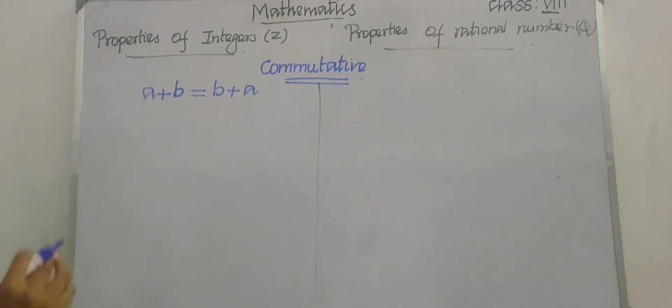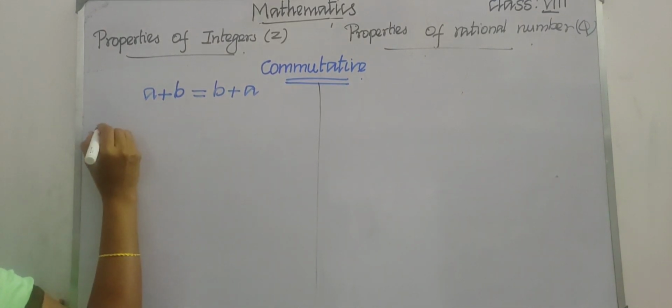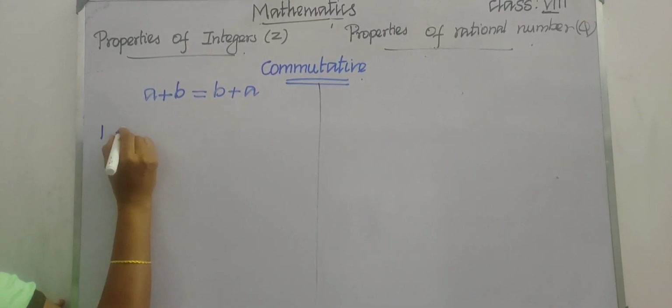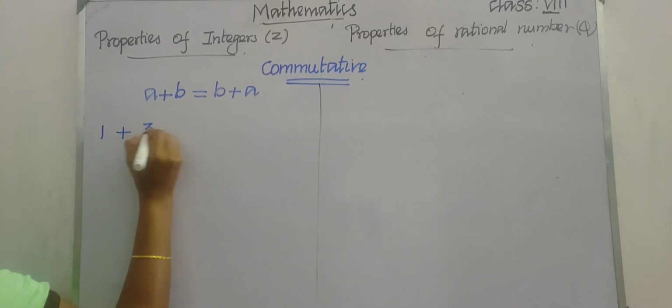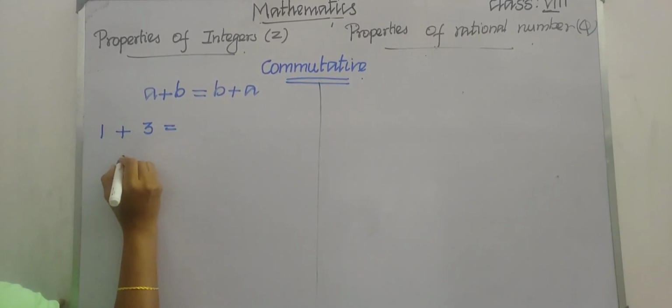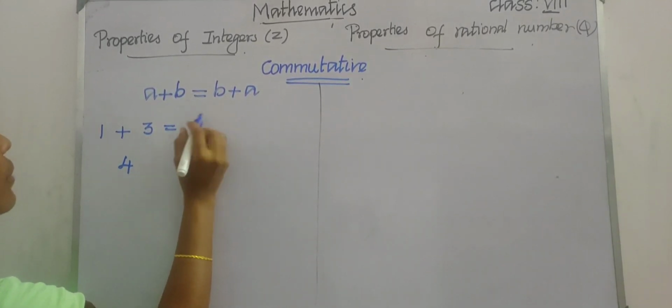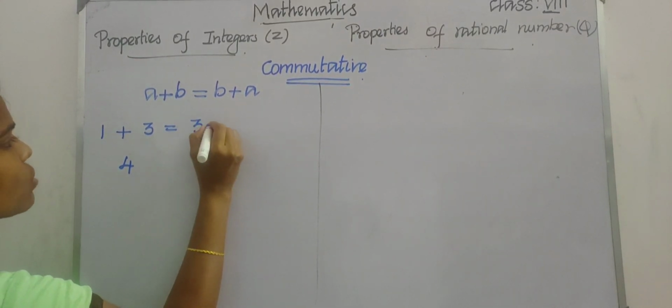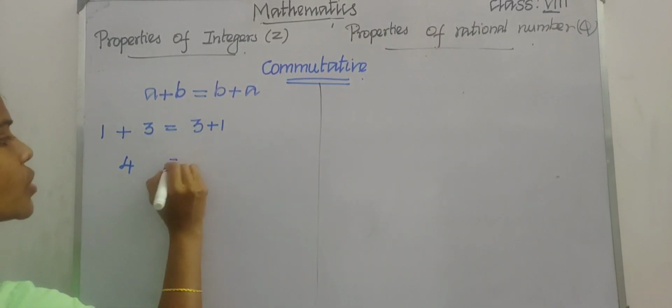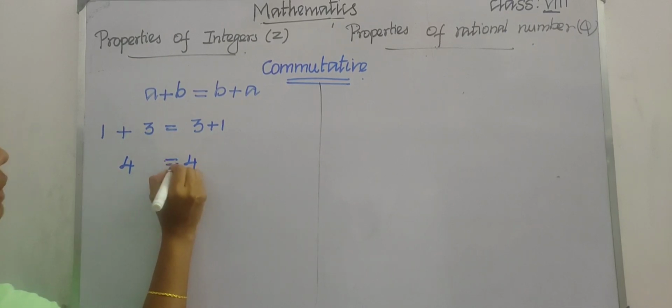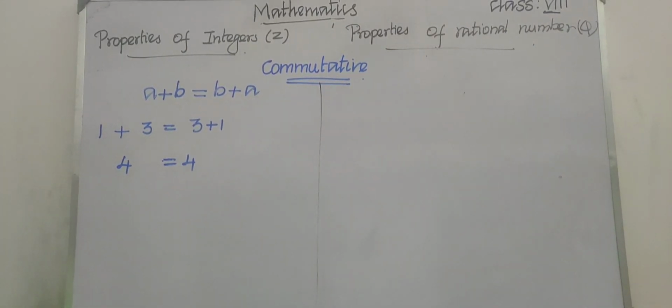Okay children, 1 is an integer, right? If you are adding 1 plus 3, what will you get? 1 plus 3 equal to 4, right? And if I change the order, 3 plus 1, it is also 4, okay? Both these are equal. If you are ordering the integers in a different order while adding, you will get the same answer. So we say the addition of integers is commutative.